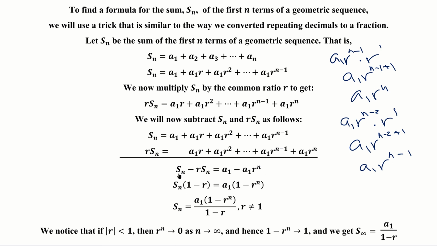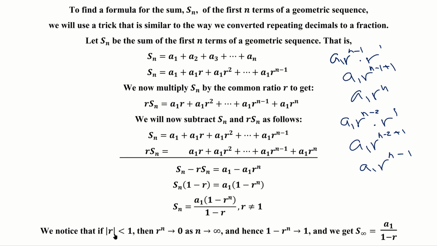And now if I factor out the Sn on the left side, I get Sn times 1 minus r equals a1 times 1 minus r to the n. So we get Sn equals a1 times 1 minus r to the n over 1 minus r, as long as r is not equal to 1. Now, this is basically the sum of the first n terms of a geometric sequence.